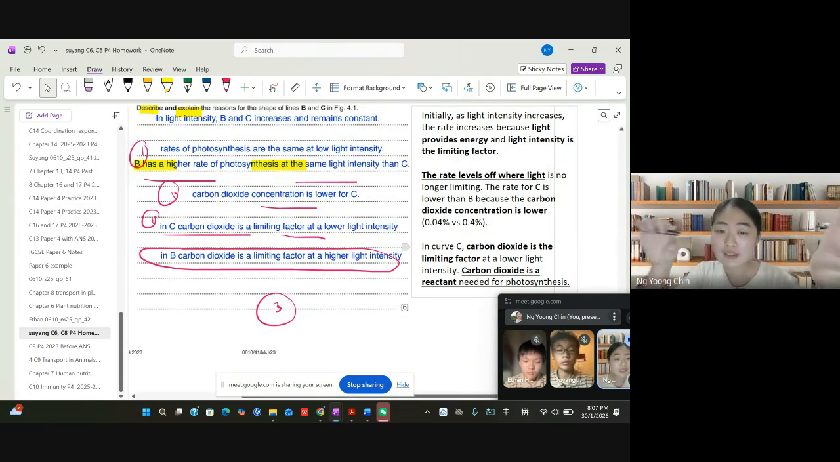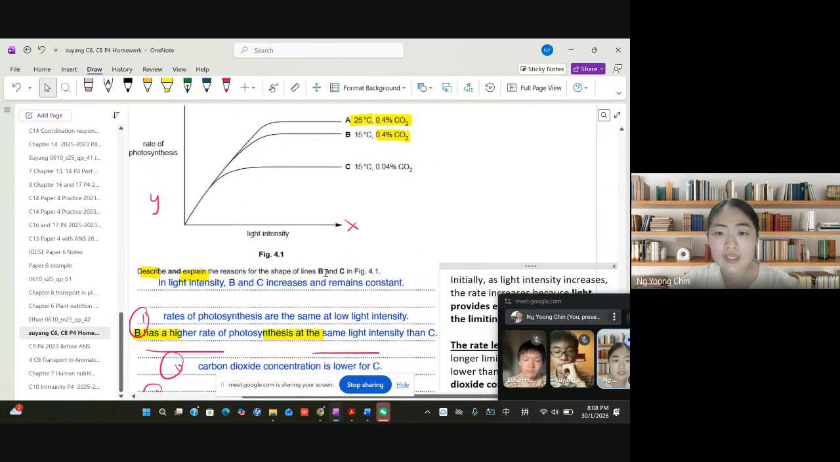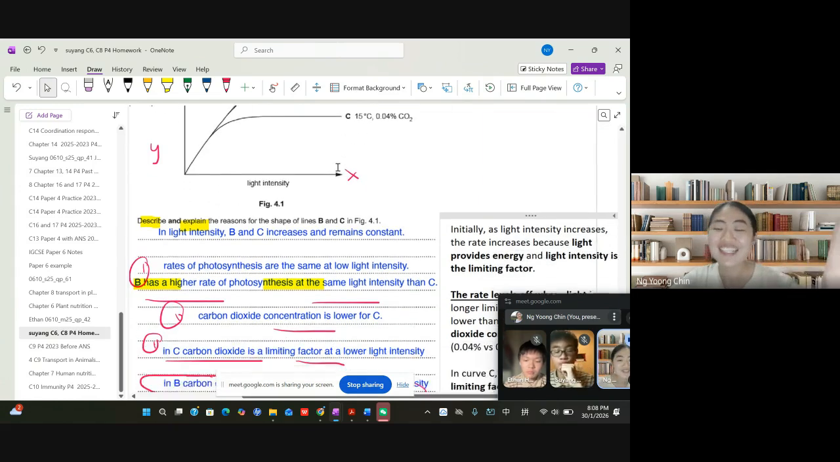So you see how they explain this way. Describe the trends first, which means you need to describe the relationship, like when X increases, Y also increases, and then you explain the reason, for example because carbon dioxide is a reactant, or because it is a limiting factor. So this one, in B, carbon dioxide is a limiting factor at a high light intensity. This is a bit weird, I'm sorry, but this is a bit weird for me.